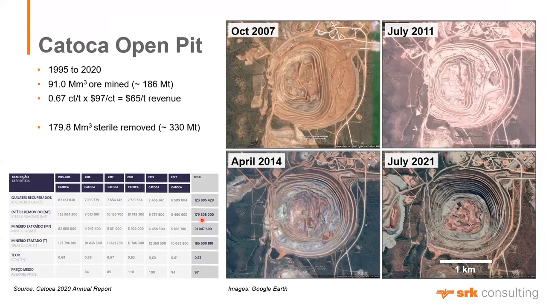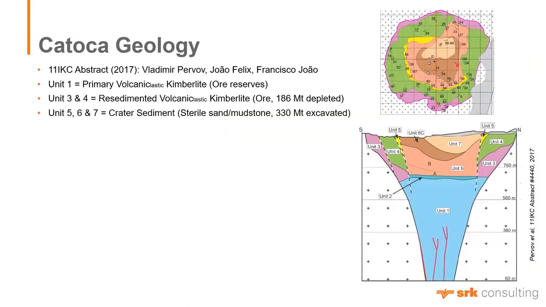180 million cubic meters, 330 million tons of internal waste. This is crater-facies material that has come out of this open pit, and it's taken them 26 years to do so. So let's go look at that in cross-section.